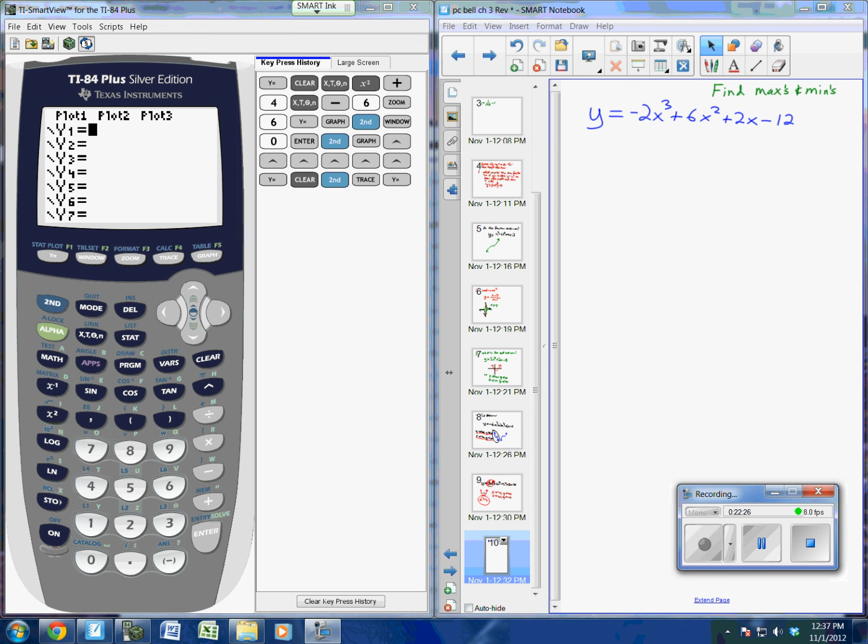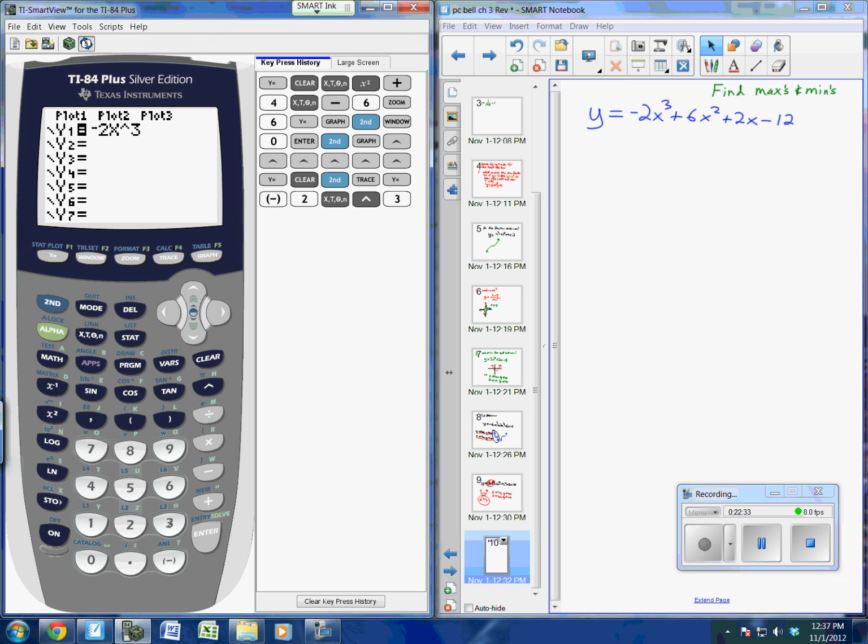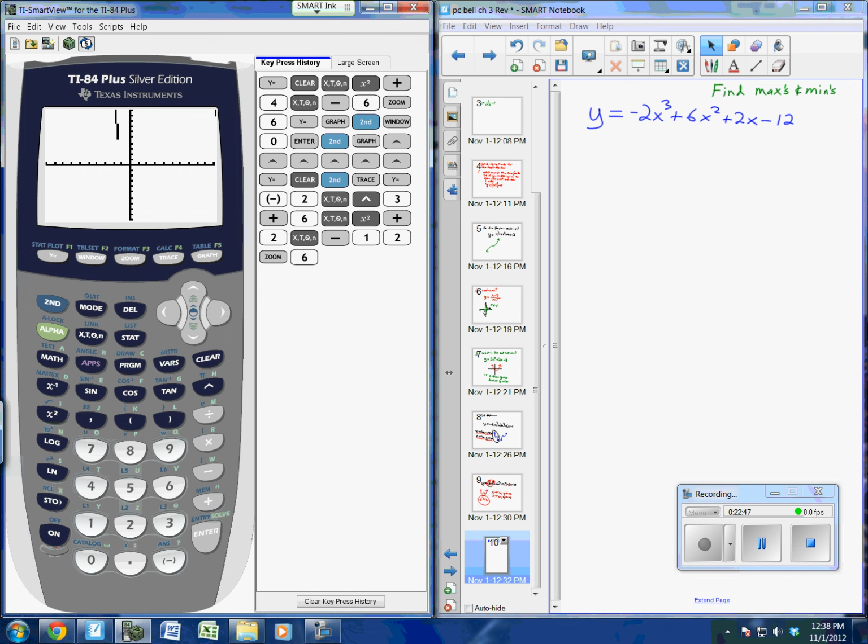Okay, I'm going to put this in the calculator. Negative 2x cubed plus 6x squared plus 2x minus 12. I'm going to graph it on a standard window. Hit zoom 6. Since this is cubic and it has a negative right there, I know the end behavior is going to go up to the left and down to the right. So I know it has 1 minimum and 1 maximum.